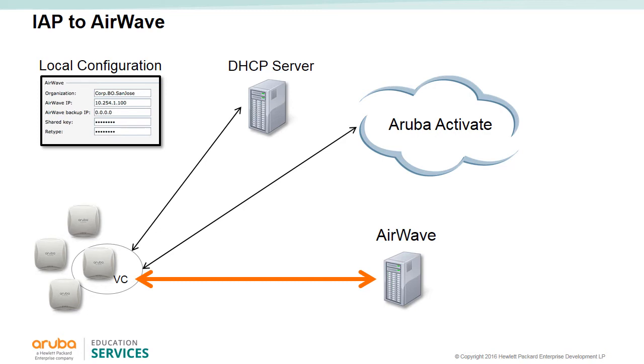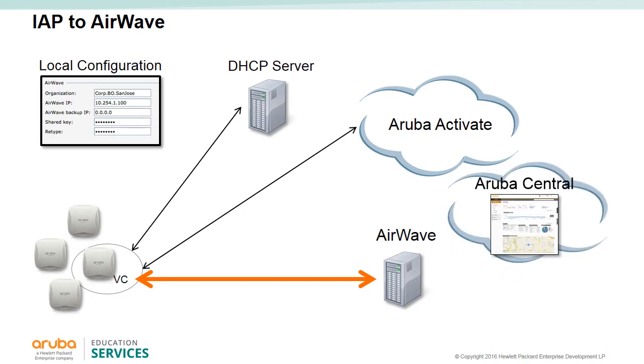Activate: Activate is a cloud-based service. If the IAP has internet access, then it will communicate with the Activate server. Within Activate are groups and provisioning rules. The rule type is IAP to Airwave, with the Airwave IP address, key, and organization. IAPs will be directed to an Airwave server. The Activate server can also be used to direct your IAPs to Aruba Central.